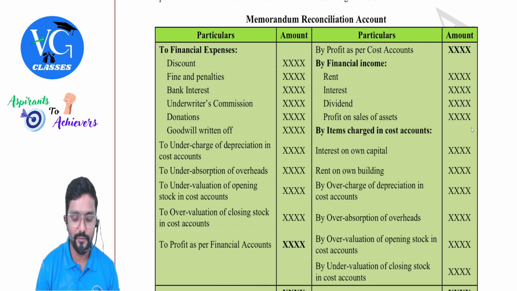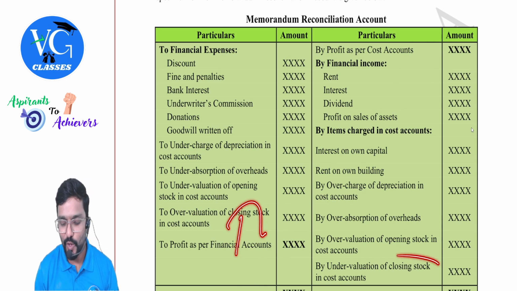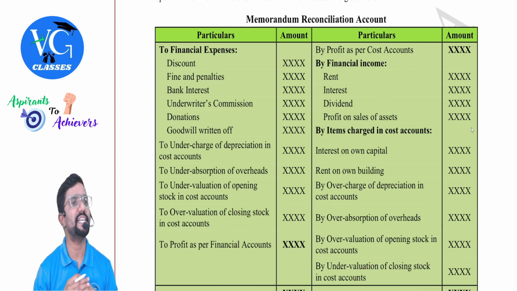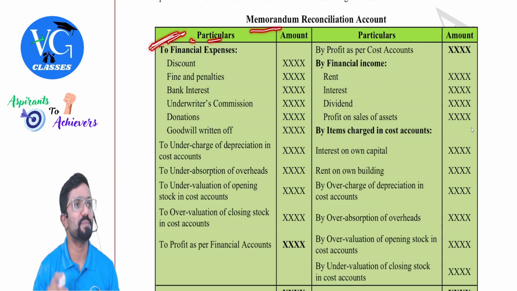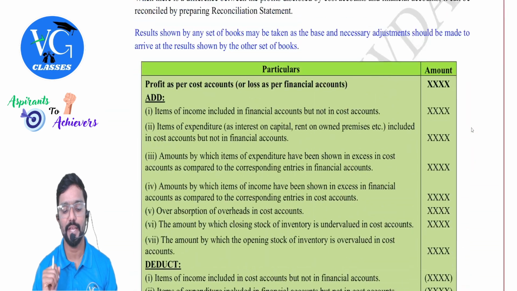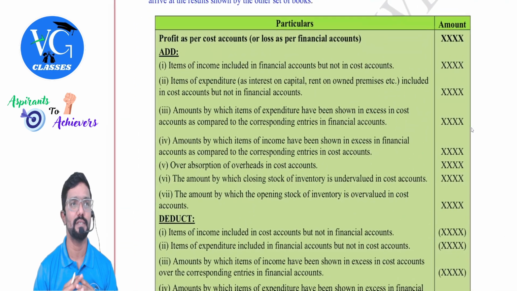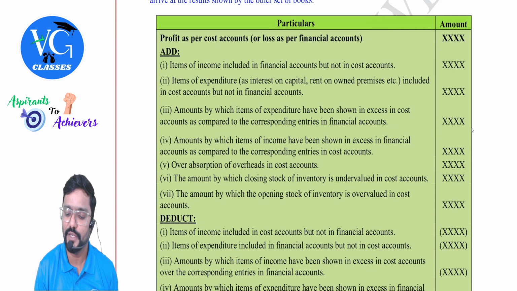Sir, what if by chance the debit side is more? Then you will have loss as per the other book on the credit side. Sir, what if the starting point itself is a loss? Then you have to show it on this side, loss as per the respective book, guys. And even in the statement, guys, if the starting point is the loss, don't get confused. Just put this in brackets.